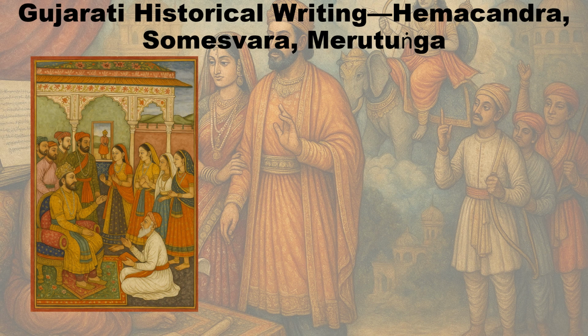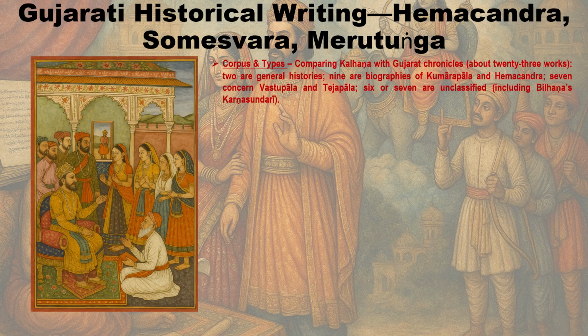Gujarati historical writing: Hemchandra, Someswara, Merutunga. Comparing Kalhana with great chronicles, of about 23 works, 2 are general histories, 9 are biographies of Kumarapala and Hemchandra, 7 concern Vastupala and Tejapala, and 6 or 7 are unclassified, including Bilhana's Karna Sundari.